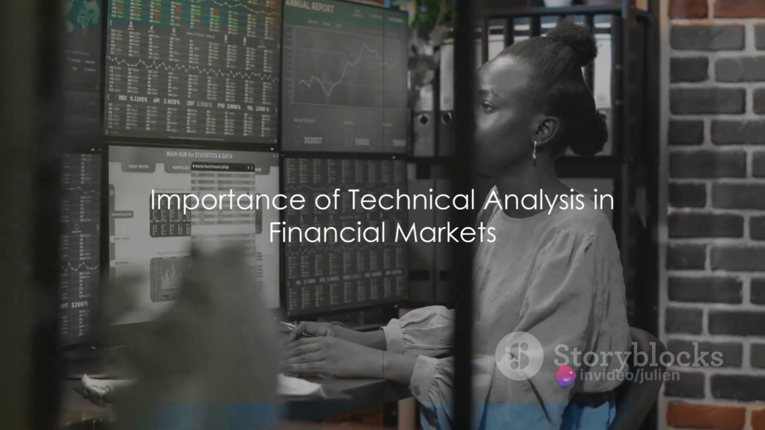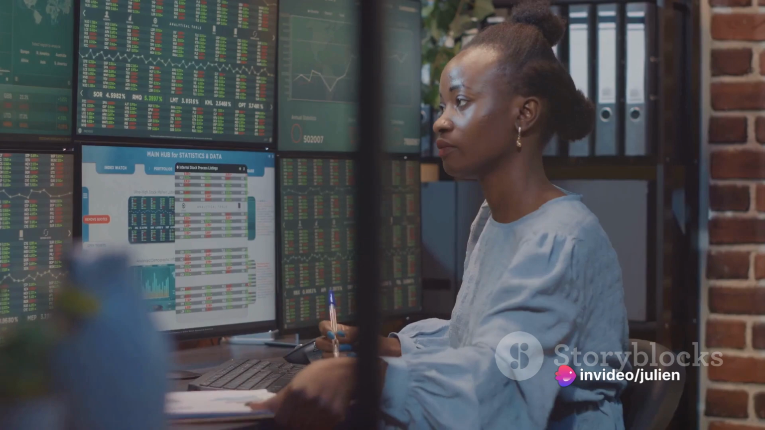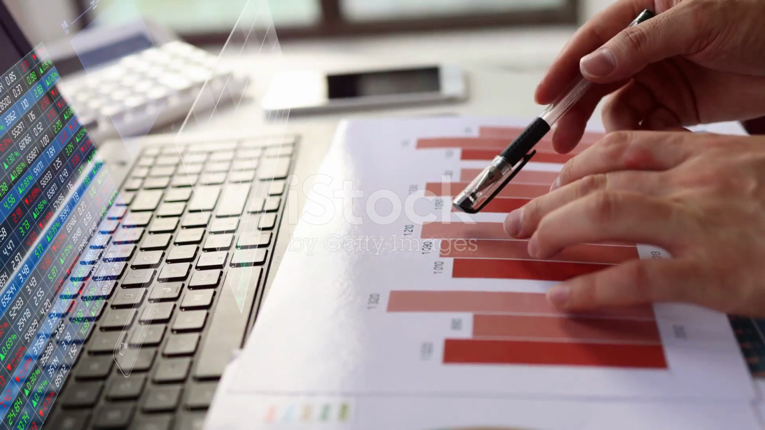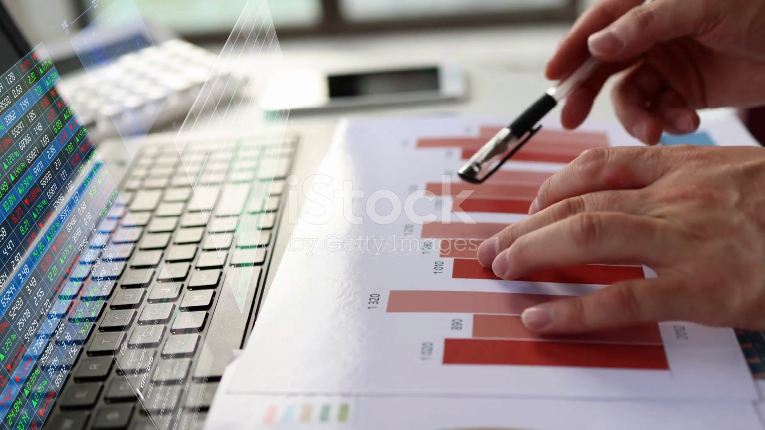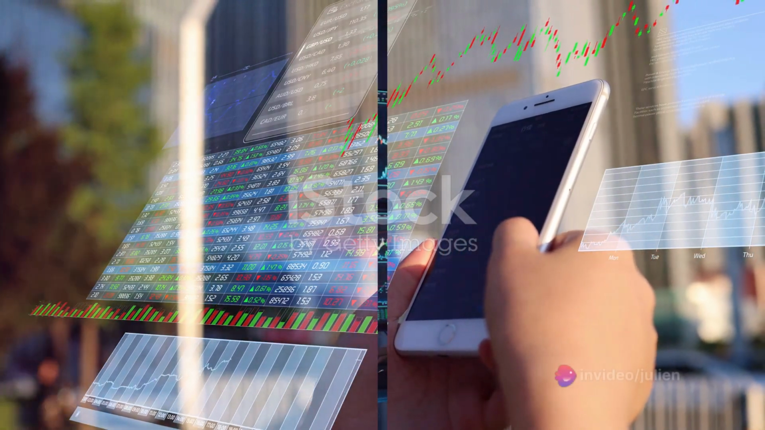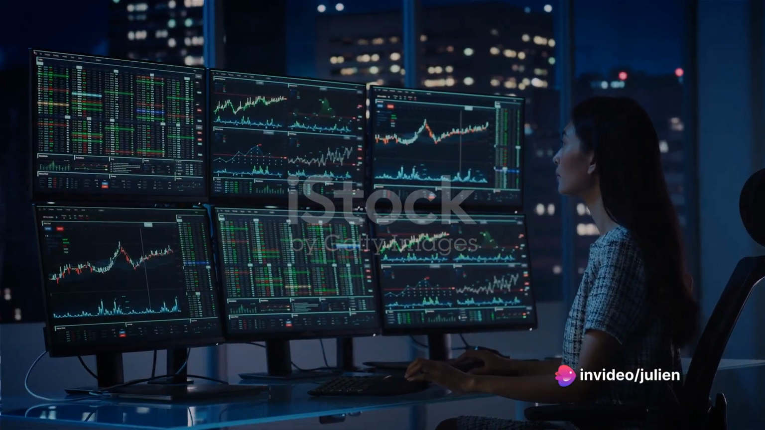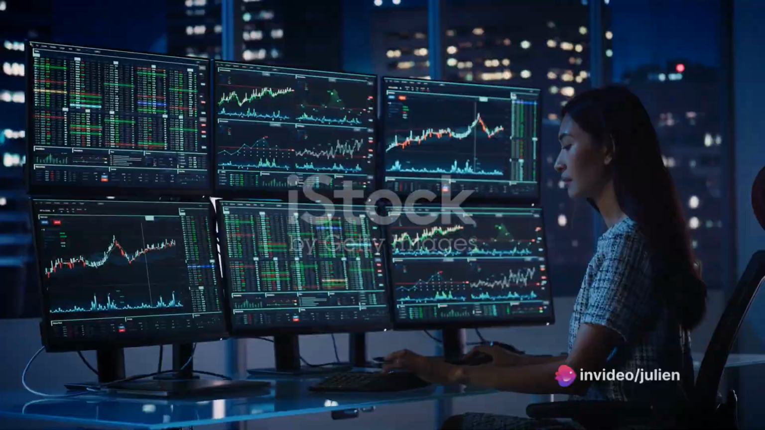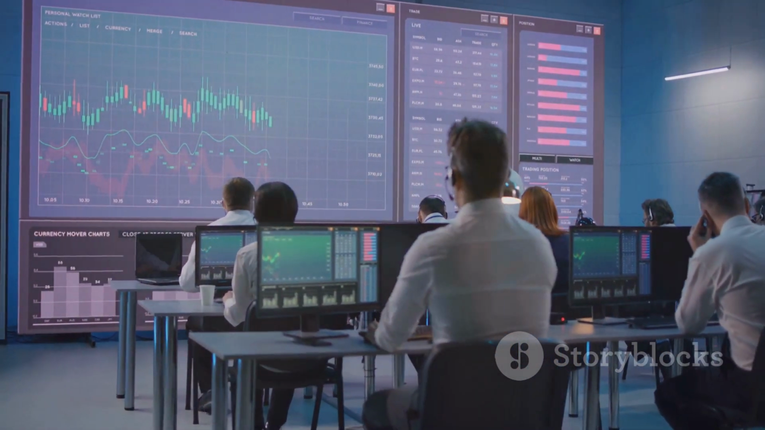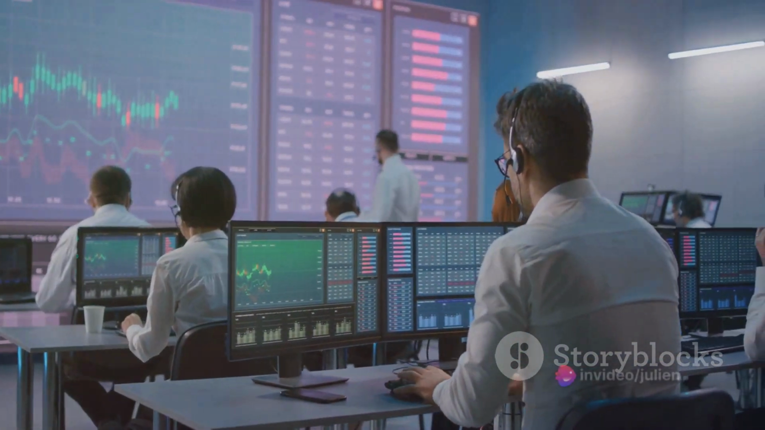Why is technical analysis in financial markets so vital? The answer lies in the ability to predict future price movements, identify investment opportunities, and manage risk. One tool that has proven invaluable in this regard is QChartist. QChartist is the leading provider of open-source technical analysis software for financial markets. This software facilitates the construction of charts, the generation of trading signals, and the backtesting of trading strategies.